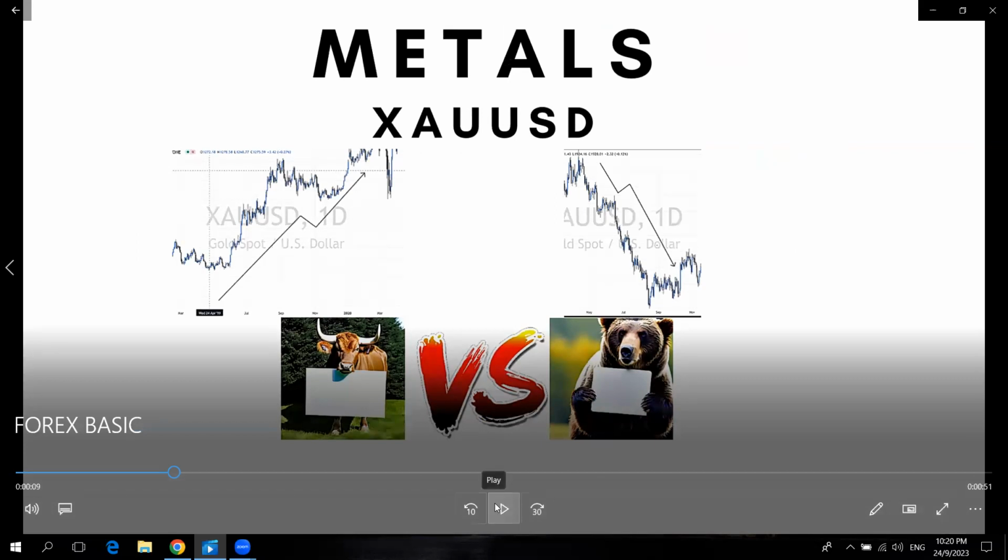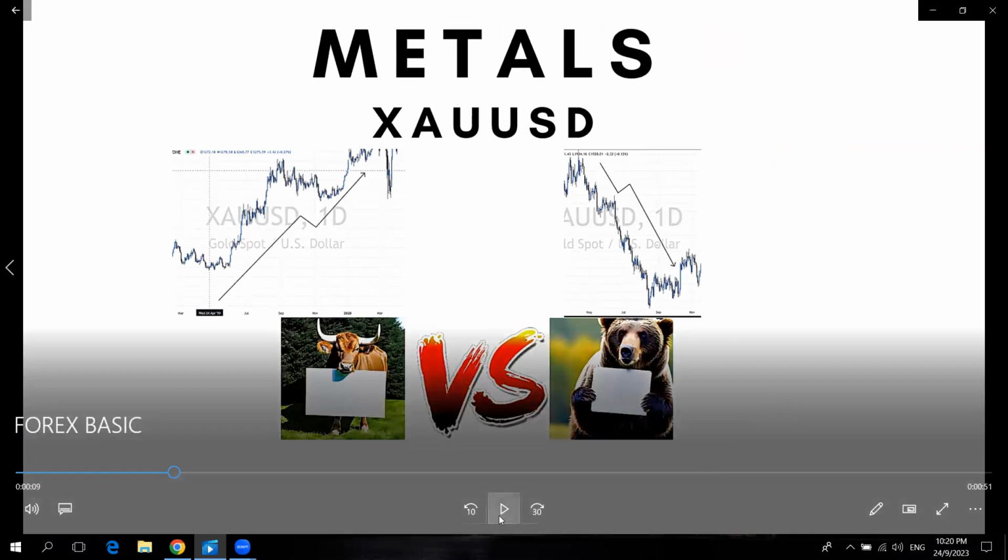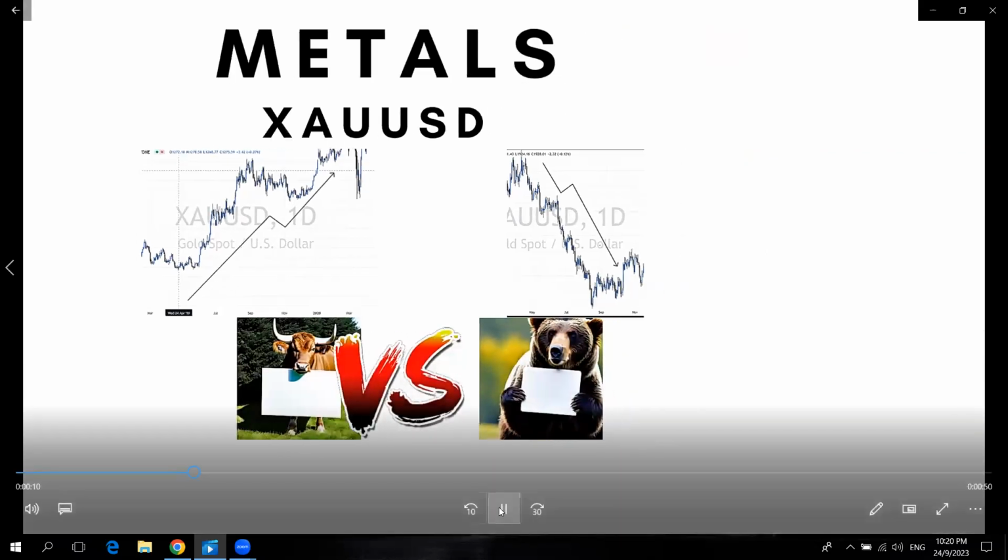And remember what I told you, the simple idea is if a bull charges at you, it's going to use its horns and push you up in the sky. It's going up. If a bear wants to attack and demolish you, he's going to use his paw, his nails to scratch you and push you down to the ground. That's a bear market.